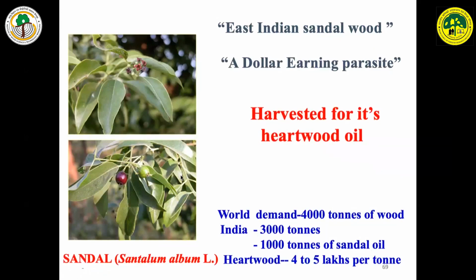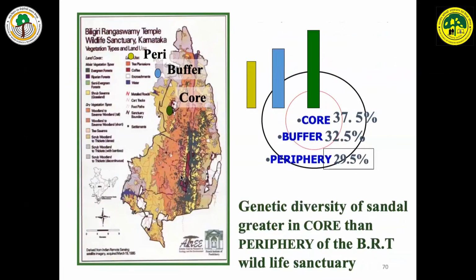Again, in one more example, sandalwood, which we all know is harvested for its heartwood oil. It has been used for many purposes, from soap making to Ayurveda to making sunscreen lotions. There are so many uses. Because of the high demand, and because it was earlier coming from the wild, illegal trading has happened.